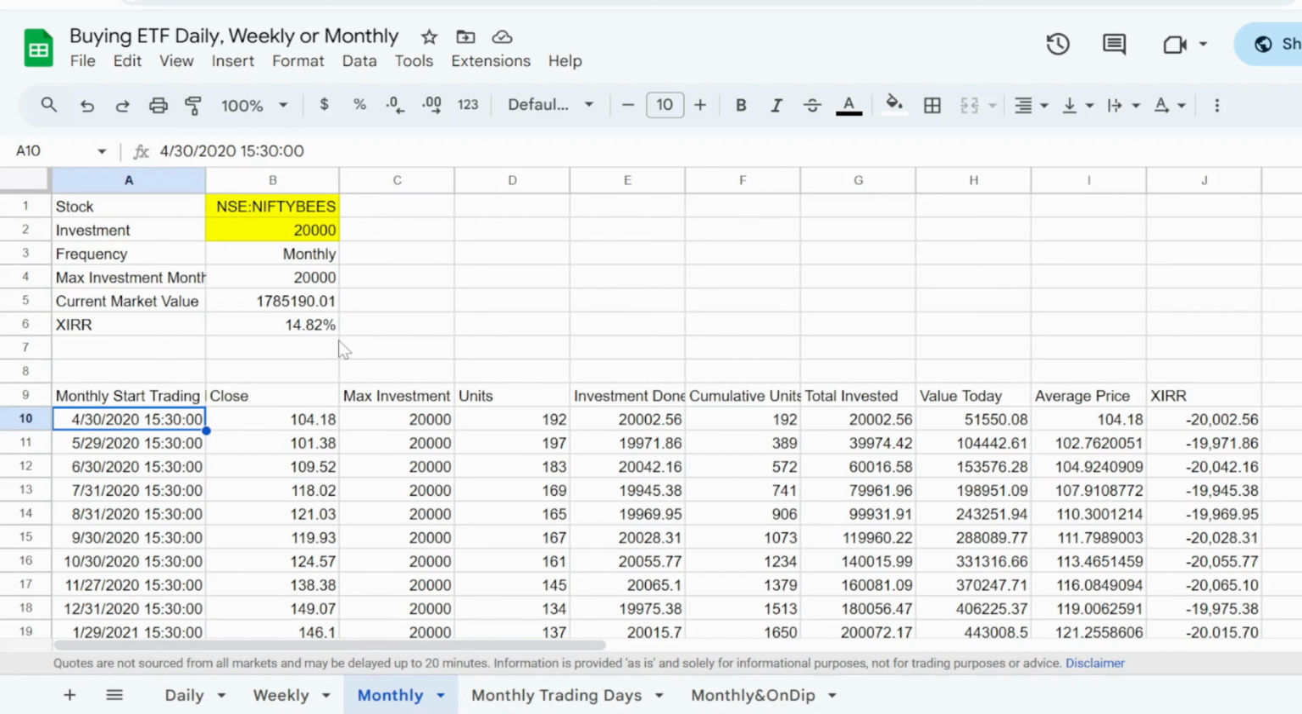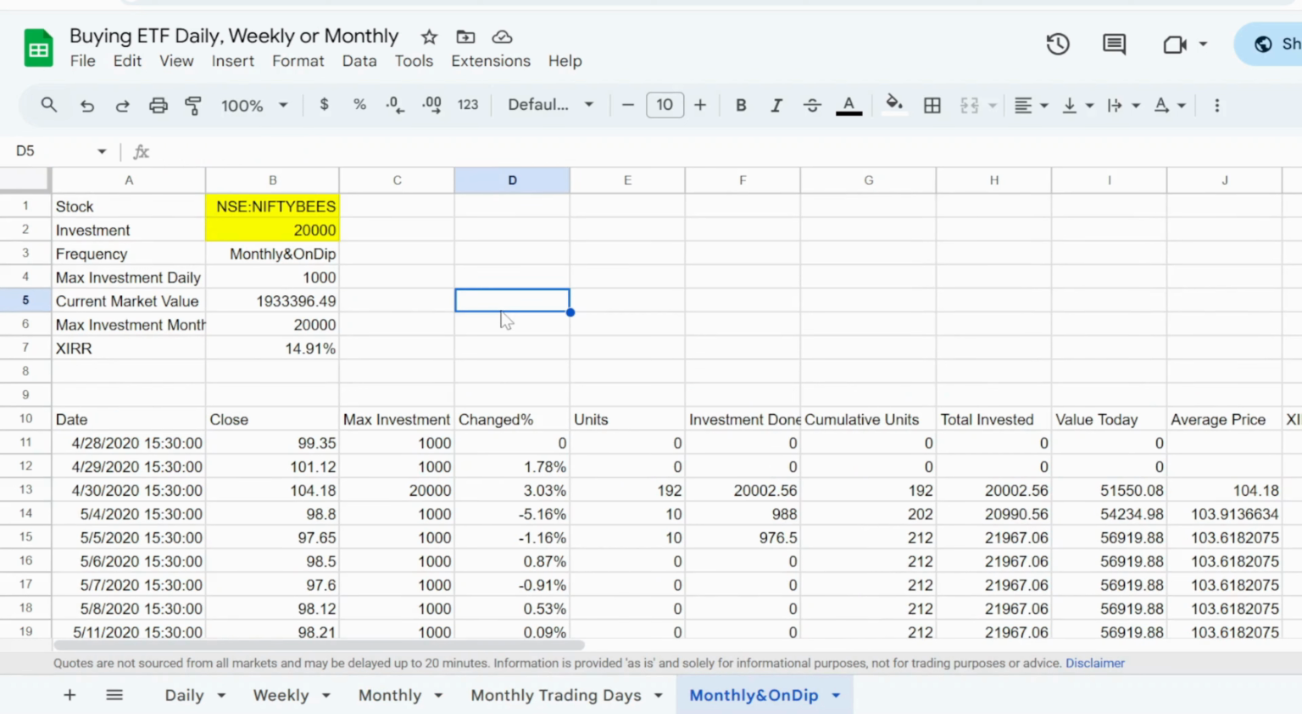Okay, now I've also done one more calculation. Okay, this is about daily, weekly and monthly, and monthly is the best way to invest. Okay, this is what we have calculated. Okay, and then there is one more option, monthly and on dip. That means we will be investing 20,000 every month.